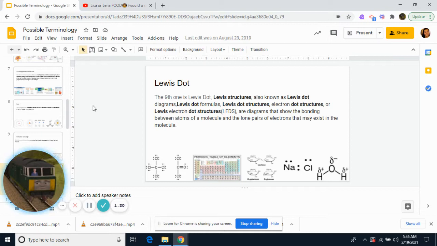All right, so let's get on with the Lewis dot. The ninth one is the Lewis dot. Lewis structures, also known as Lewis dot diagrams, Lewis dot formulas, Lewis dot structures, and electron dot structures. Lewis electron dot structures, LEDS, is what this stands for, are diagrams that show the bonding between atoms of a molecule and lone pairs of electrons that may exist in the molecule.